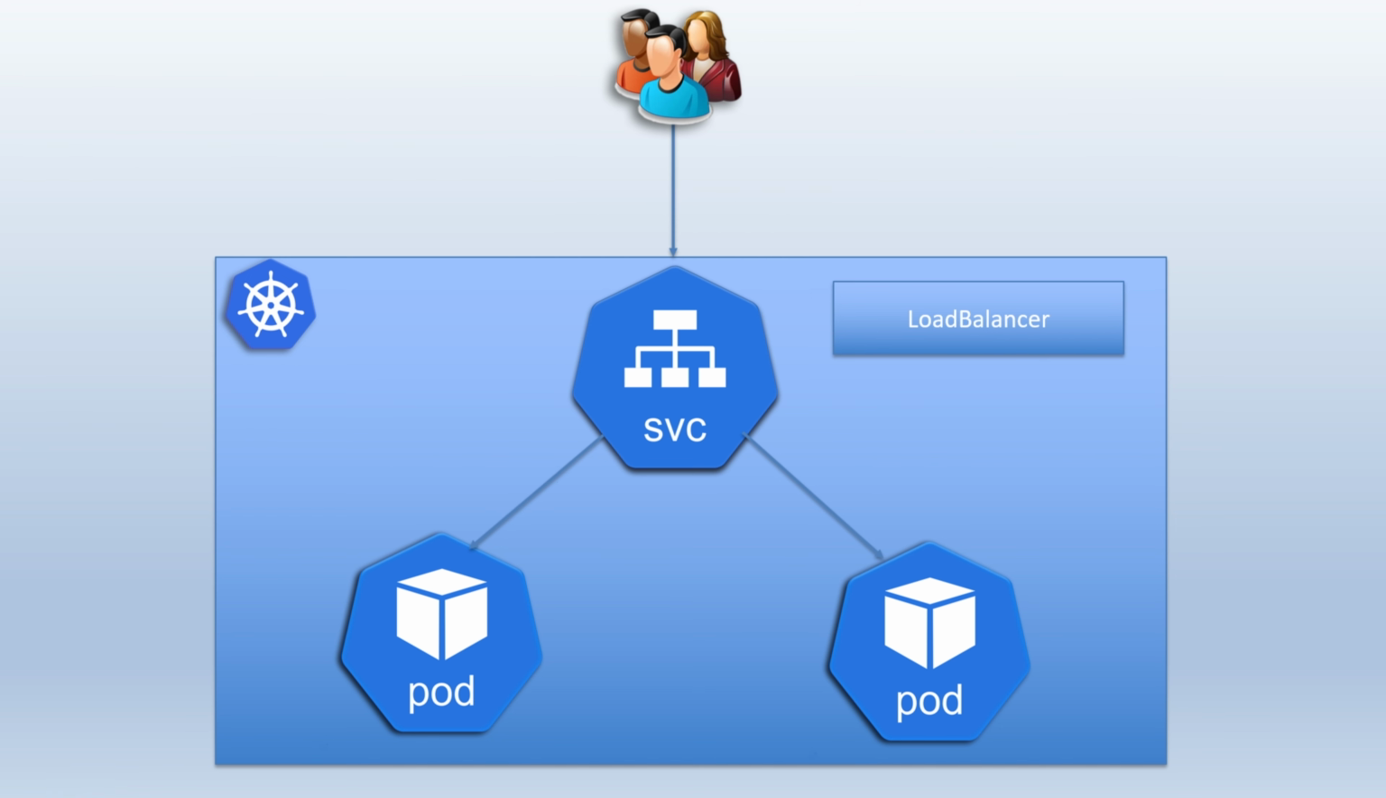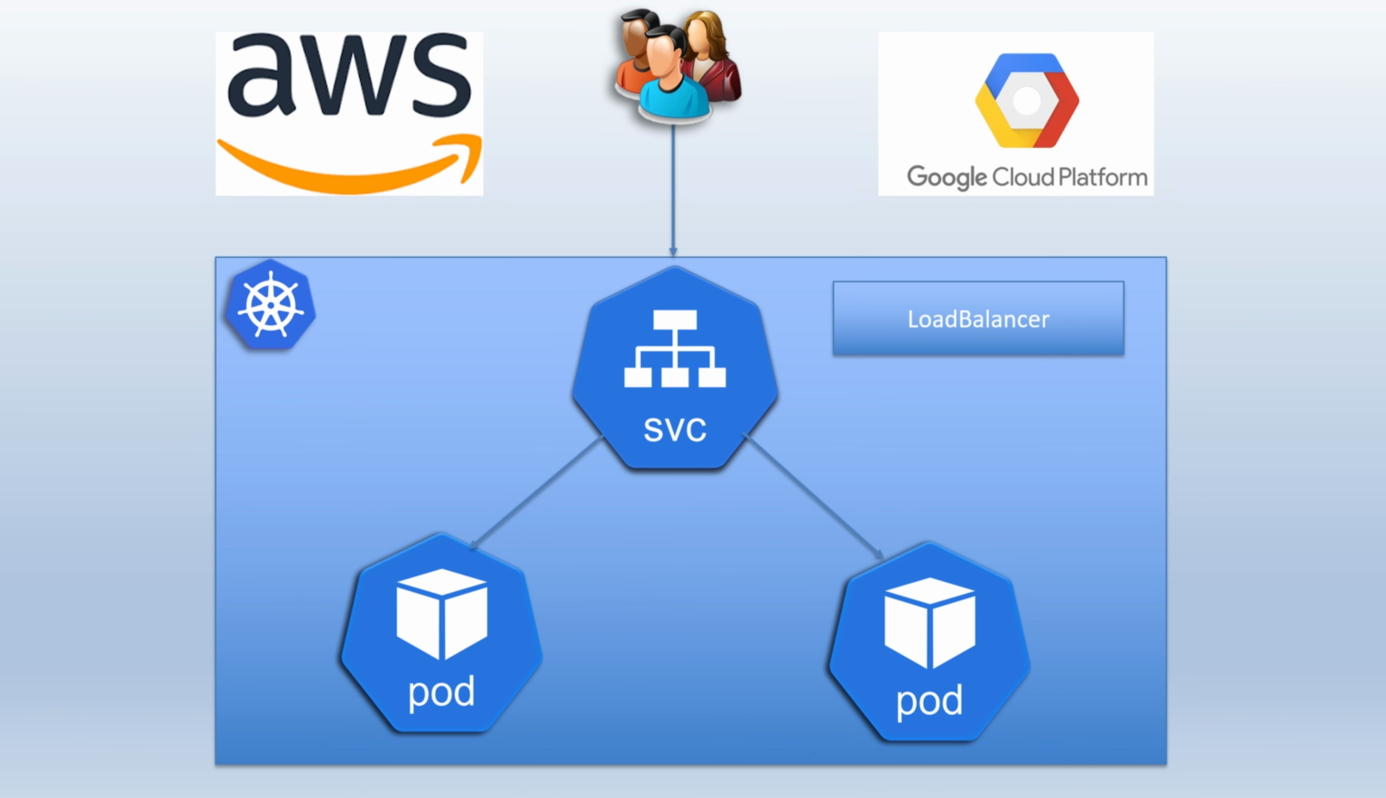And finally, LoadBalancer. This is the easiest and most popular one in the cloud. On AWS, GCP or Azure, when you create a LoadBalancer service, Kubernetes automatically asks the cloud to spin up a real load balancer with a public IP. You don't have to do anything, it just works.